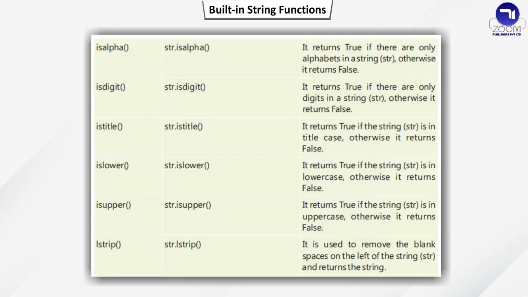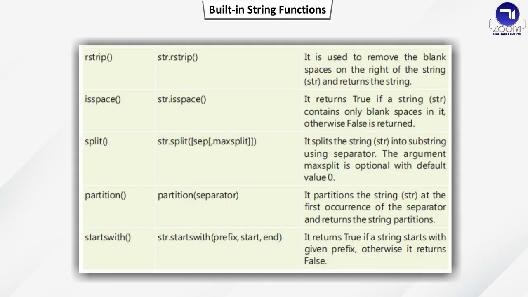Is_strip. str.isStrip. It is used to remove the blank spaces on the left of the string str and returns the string. rstrip. str.rstrip. It is used to remove the blank spaces on the right of the string str and returns the string. Is_space. str.isSpace. It returns true if a string str contains only blank spaces in it, otherwise false is returned.